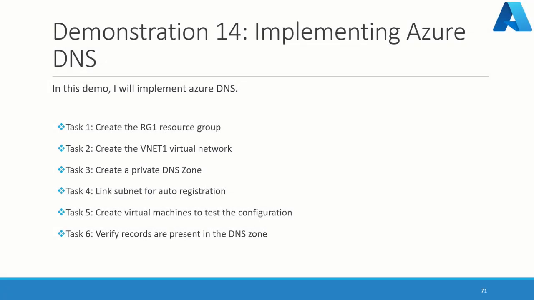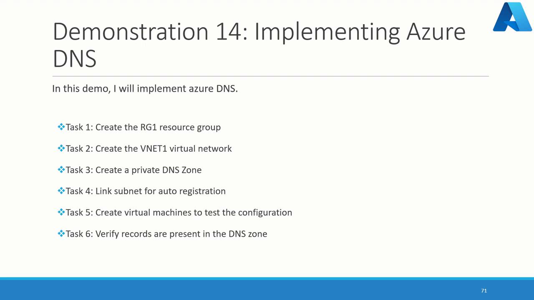Demonstration, I'm going to implement Azure DNS. There are 6 tasks that I will perform in this demonstration. The first thing that I will do is to create the resource group that I'm going to deploy all the resources into. So I will name that resource group RG1.